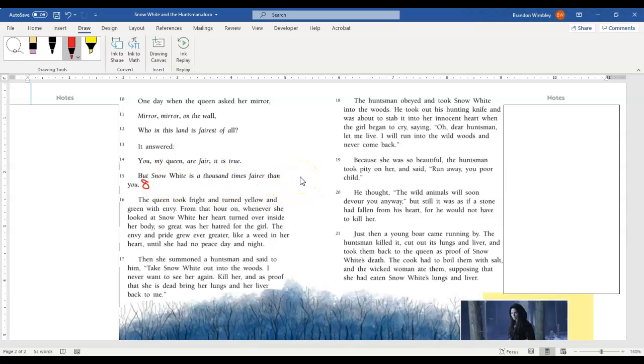The queen took fright and turned yellow and green with envy. So I'm going to put a 9 here. So say the queen now has this action. She's kind of upset. She's jealous.